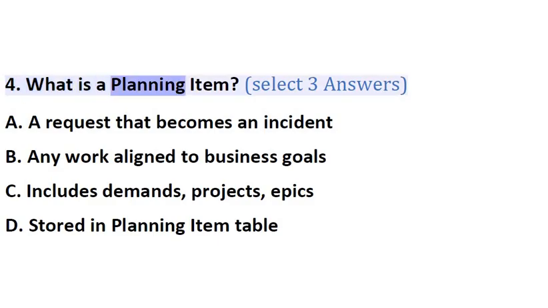4. What is a planning item? Select three answers: A. A request that becomes an incident. B. Any work aligned to business goals. C. Includes demands, projects, epics. D. Stored in planning item table. Answer: B, C and D.